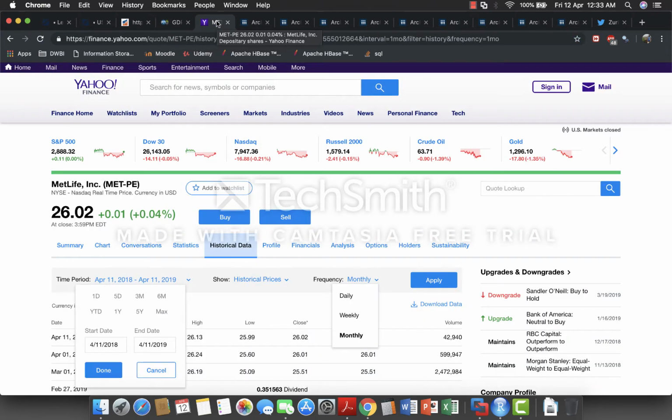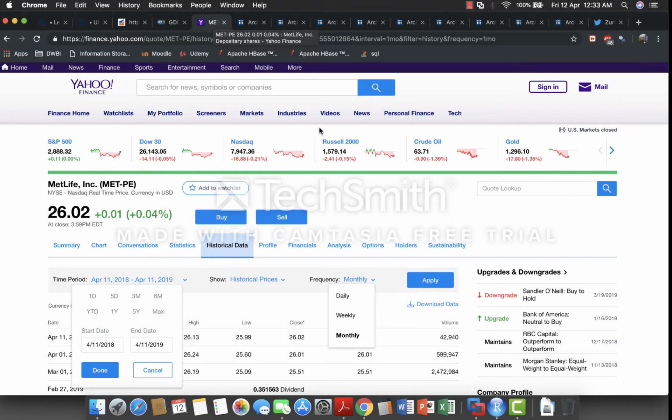The next data source is finance.yahoo.com, which gives the stock market close price of different insurance companies for the historical period. The data can be downloaded on a daily, weekly and monthly basis. I had chosen monthly and downloaded the data.